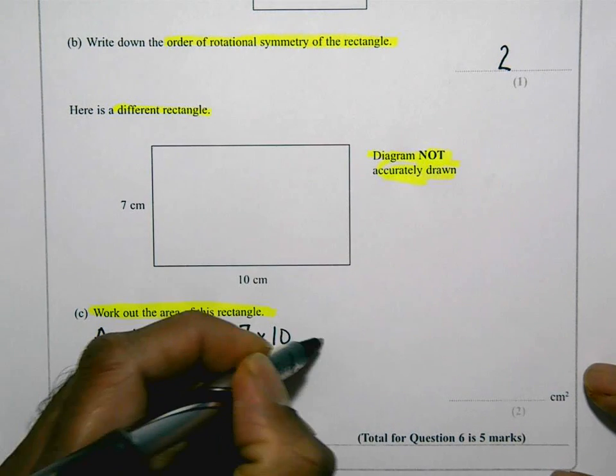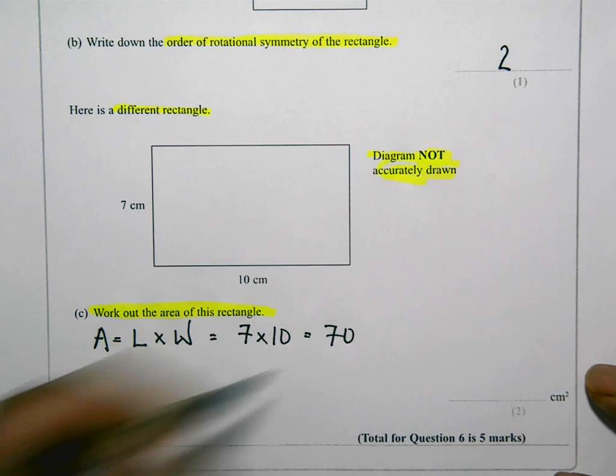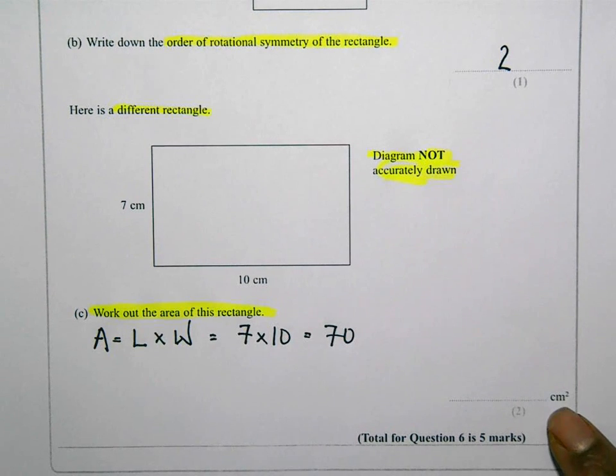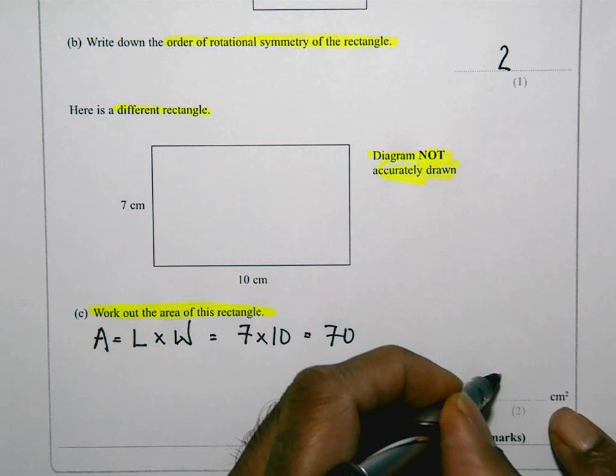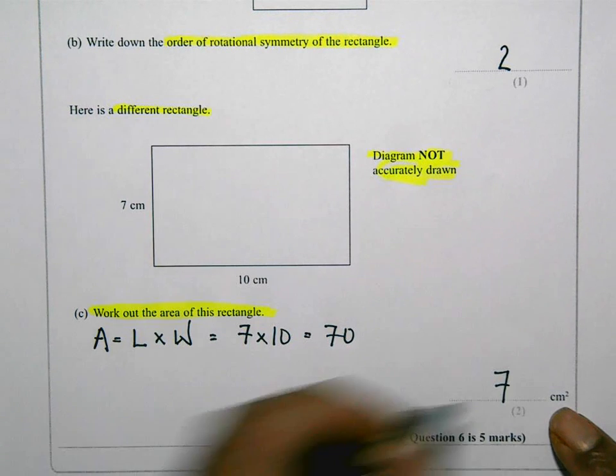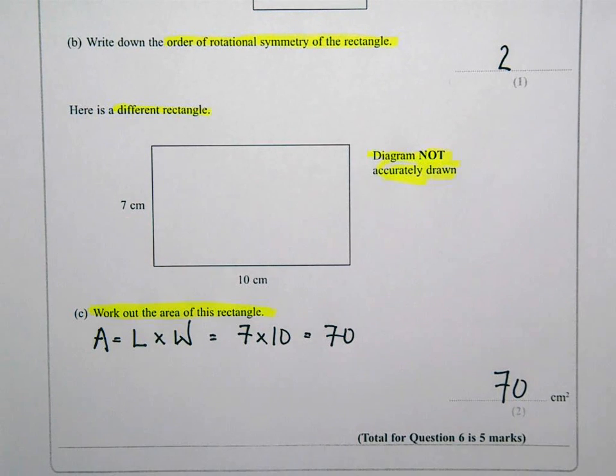and that's going to be 70. I can see in the answer space they've already written centimeters squared. If they didn't, I'd make sure I write that in to get my marks for units. That's pretty straightforward. There's question 6. Didn't take us much time, and it's pretty straightforward to get full marks in this. Okay?